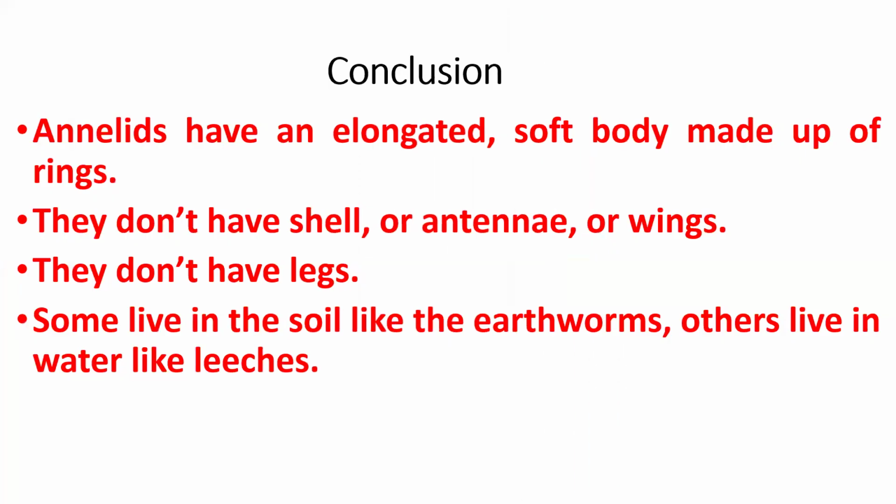So we conclude that annelids have an elongated, soft body made up of rings. They don't have shell or antenna or wings. They don't have legs. Some live in the soil like the earthworms. Others live in water like leeches.